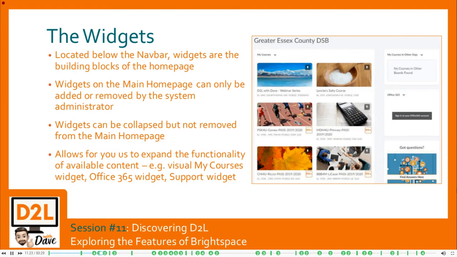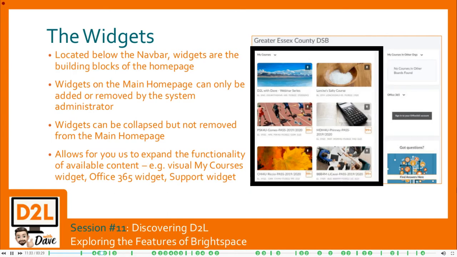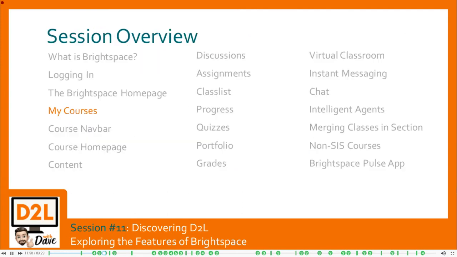Okay, so when you look at the widget section on the home page, it is going to have all of the My Courses. That's probably going to be your largest widget, but you can add other things inside there as well. Now, widgets on this homepage can only be added by the system administrator, but they can be collapsed, and you don't have to view all of these if you don't want to. So, for example, you can expand the Office 365 link, or you can hide it inside there as well. Now I know this is all just an overview of the home page.